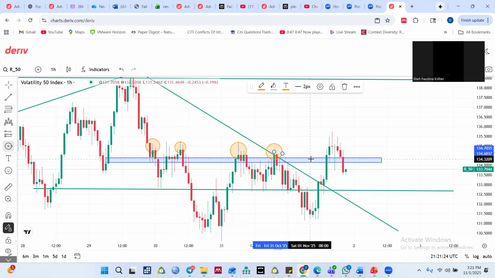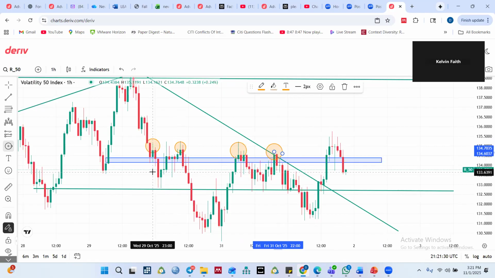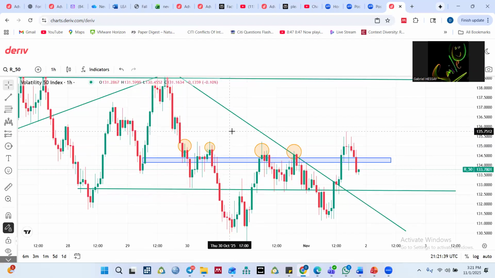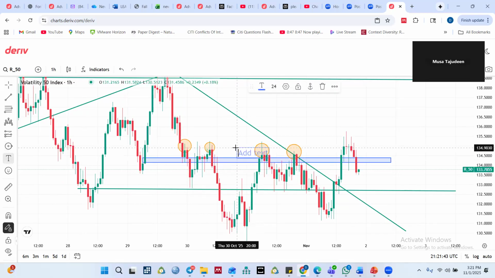Okay, equal tops. Very good. What does equal top mean? Sellers are in action. Good. The meaning of this is that sellers are here.